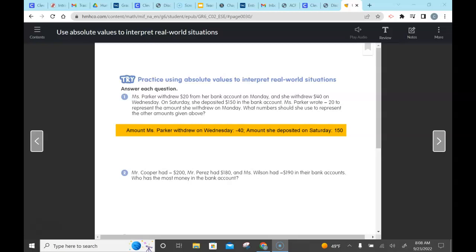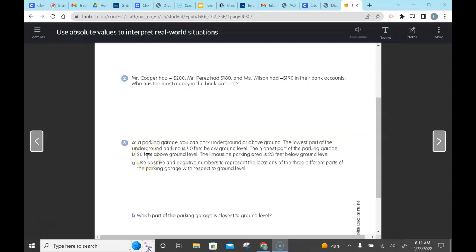So those are the numbers that could represent the other amounts that Miss Parker was dealing with her bank account. Okay, now the next question, number 2, says Mr. Cooper had -$200, Mr. Perez had $180, and Miss Wilson had -$190 in their bank accounts. Just a public service announcement. It's never okay to have negative money in your bank account. So, taking a look at who has the most money in the bank account. So we can see -$200, $180, or -$190. So we can see that Mr. Perez has the most money in his bank account. And I would like for you to write that right in your book under where it says page 2.